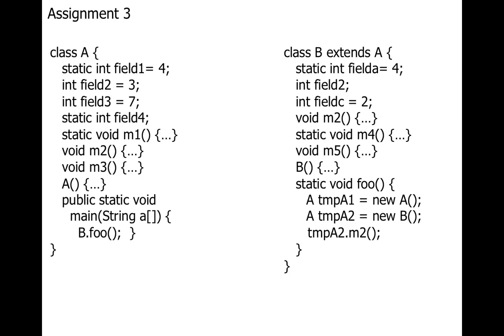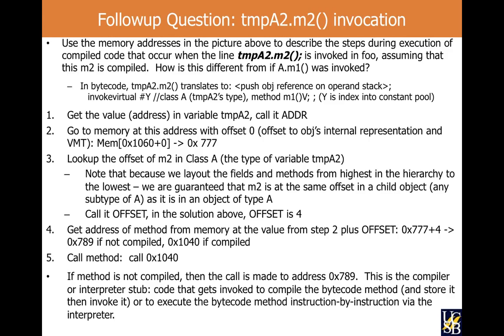an extra credit question that talks about what happens when we're in main and we invoke the method invocation M2 on the variable temp A2. This slide describes all of the steps that one goes through to invoke M2 on variable temp A2.